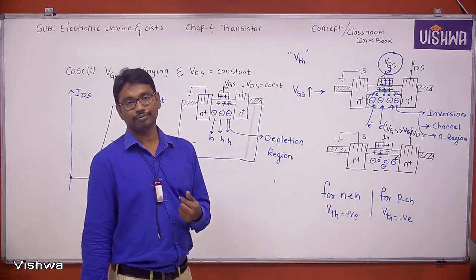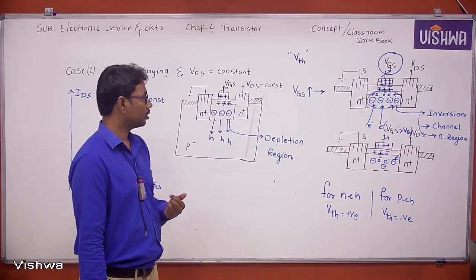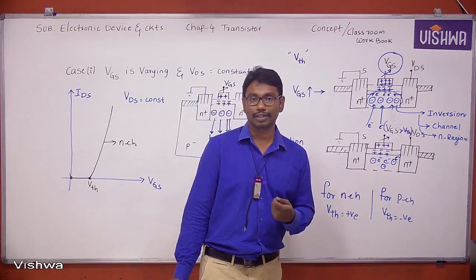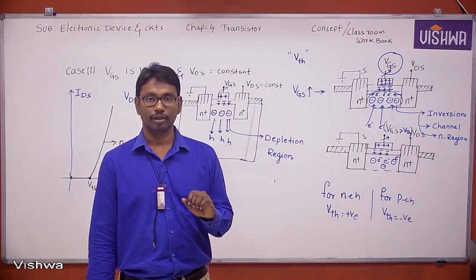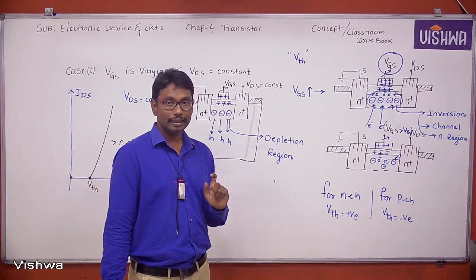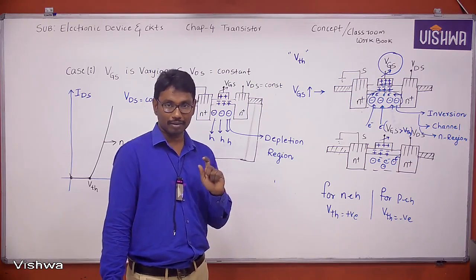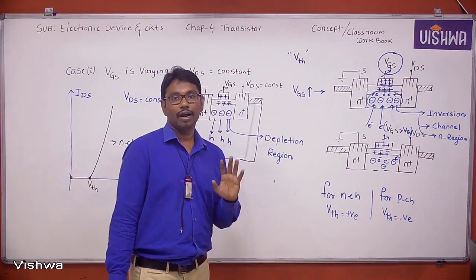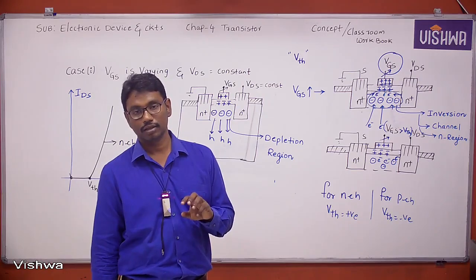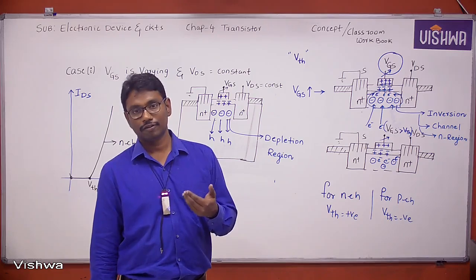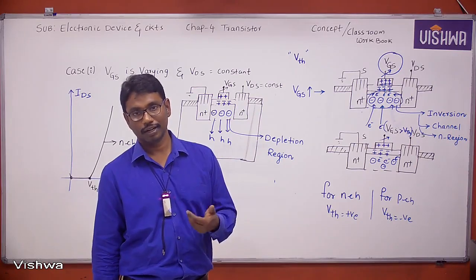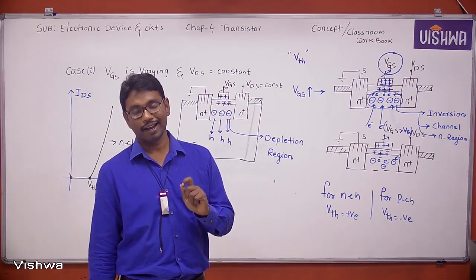When VGS increases further, the positive charge within an oxide layer can become strong, and it will start attracting minority carriers from the substrate and majority carriers from the source and drain, due to which the region is fully occupied with electrons.